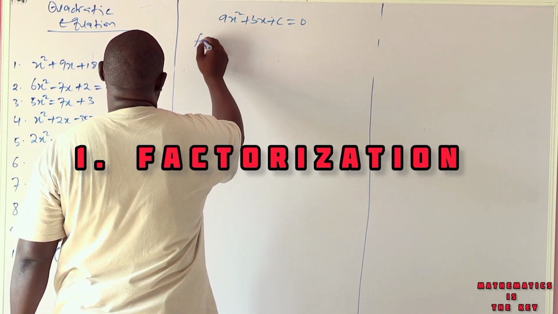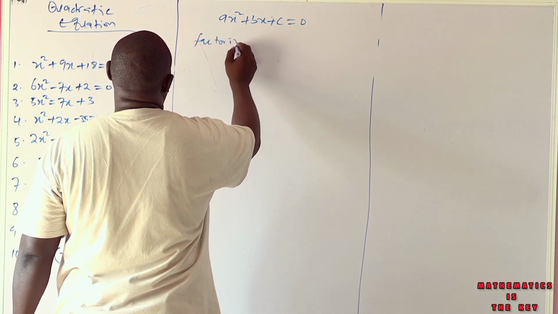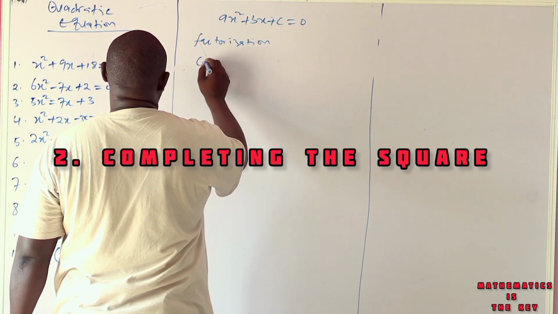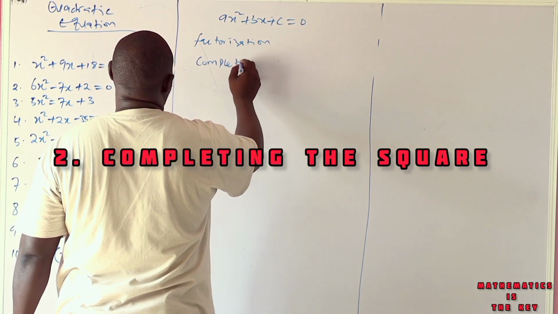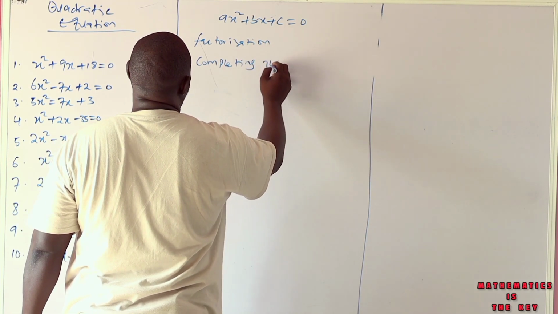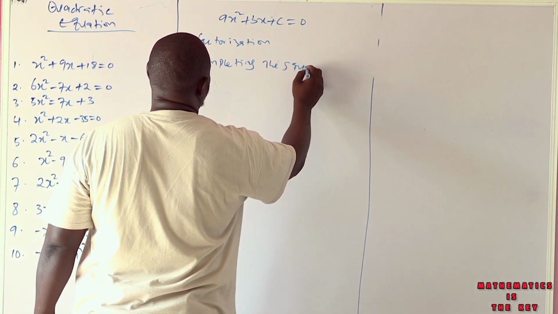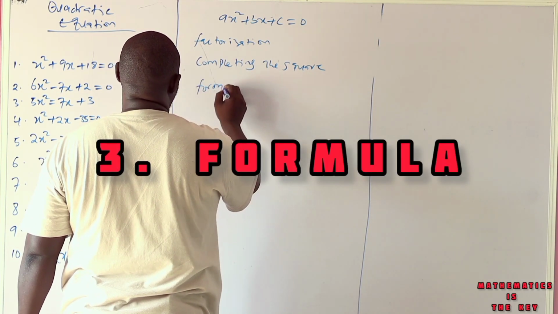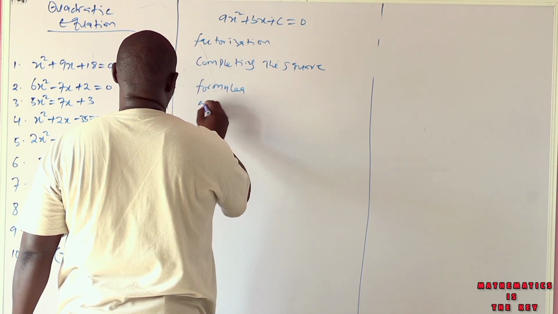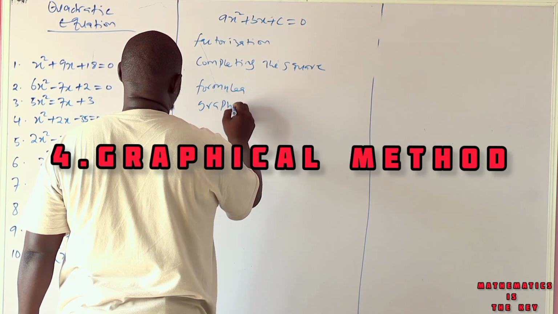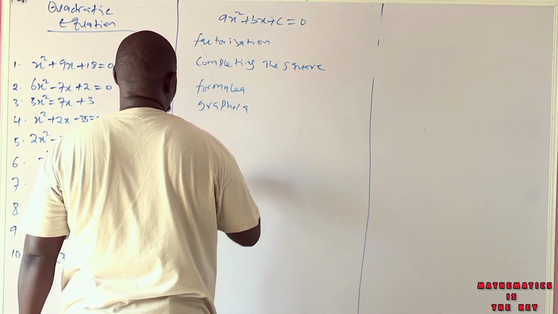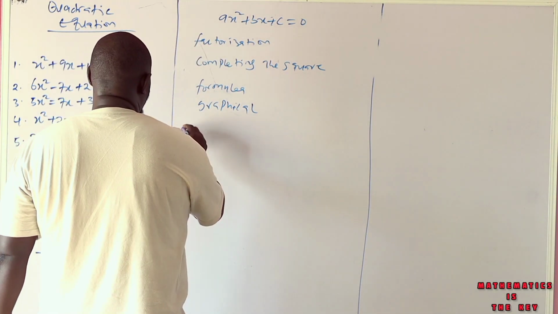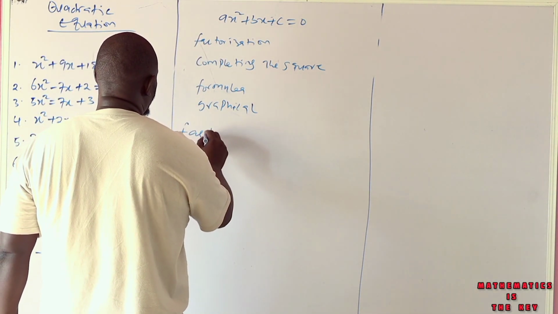These are factorization, we have completing the square method, there is a formula method, and there is a graphical method. So in our class today, we will begin with the factorization method.